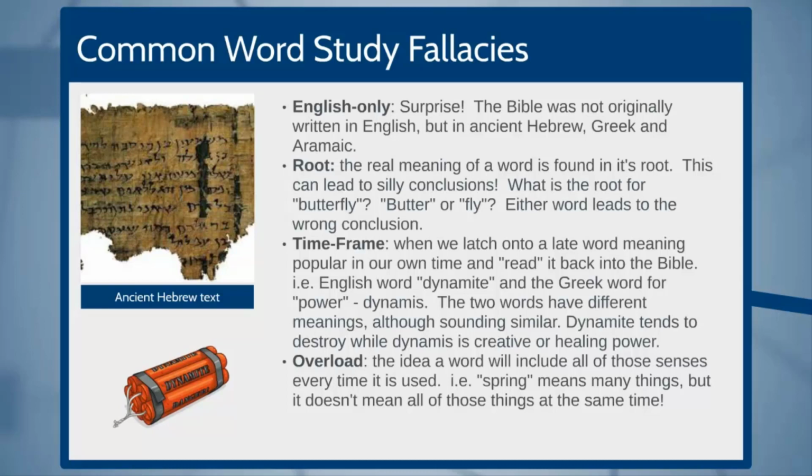And then also overload. The idea a word will include all of those senses every time it is used. We'll look at this example in a little more detail later, but for example, the word spring, it means a lot of different things. Could mean a source of water, could mean a season of the year, it could mean jumping ability, but it doesn't mean all of those things at the same time. So again, context is going to be the key in understanding which word is actually being used.